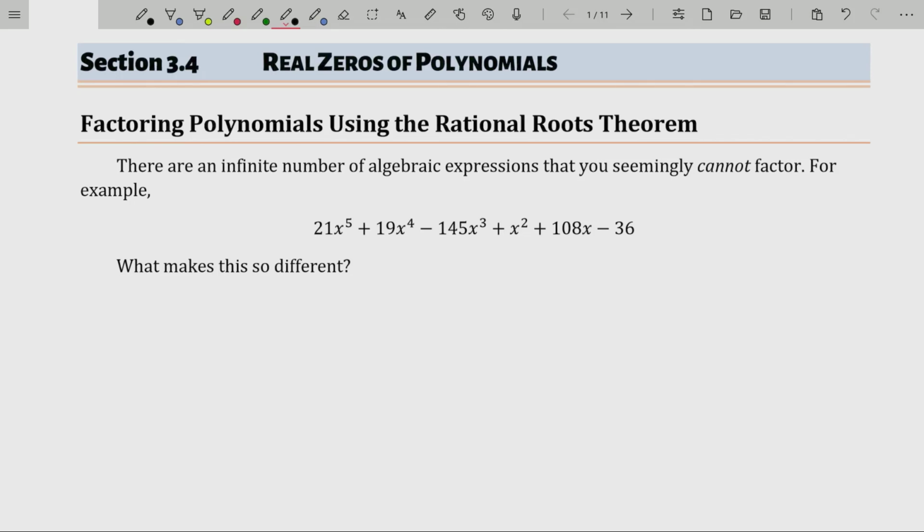If it was a binomial, let's just say there were only two terms, we have either a difference of squares, or it could be a sum or difference of cubes. That's our only way to factor a binomial. Well, other than factoring out a GCF.